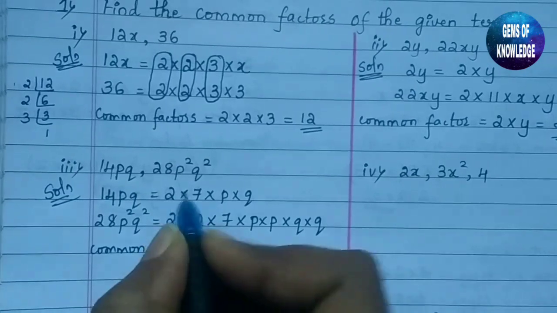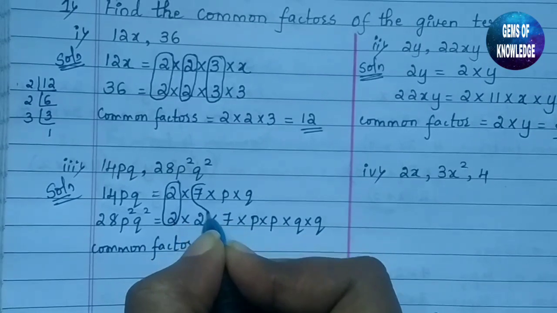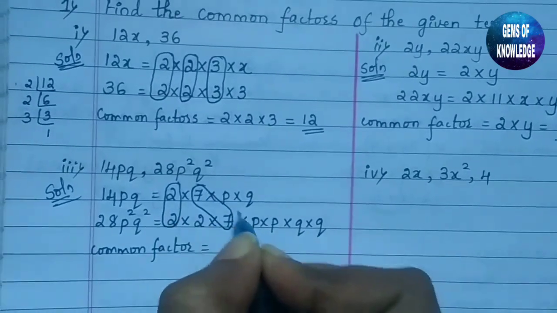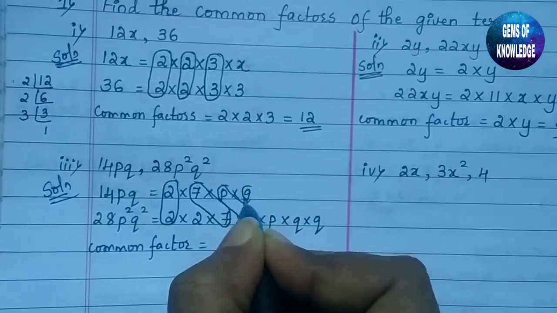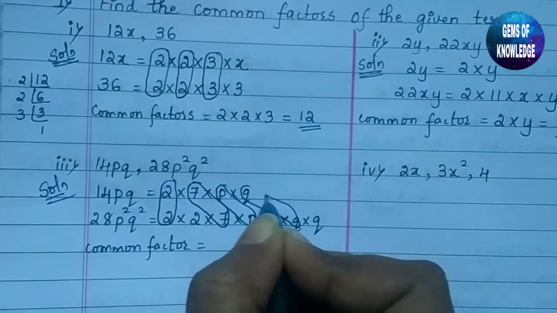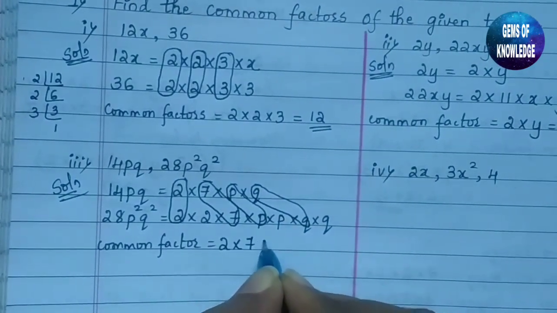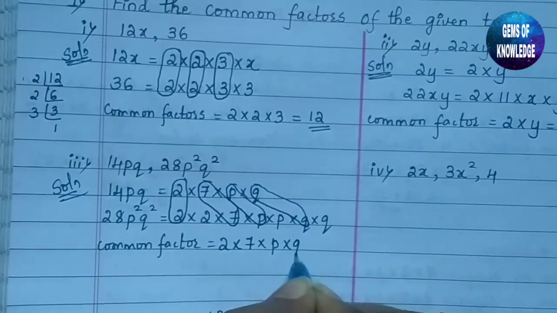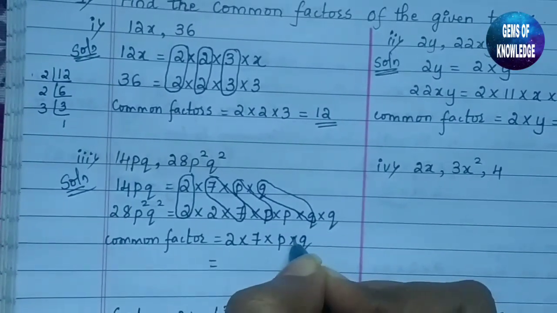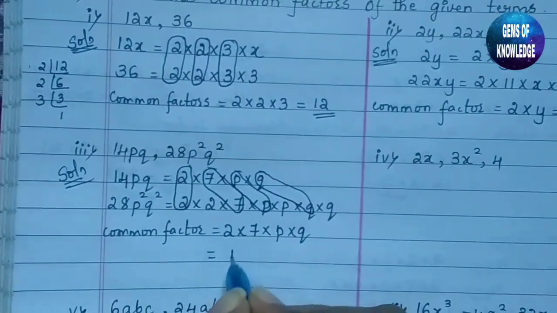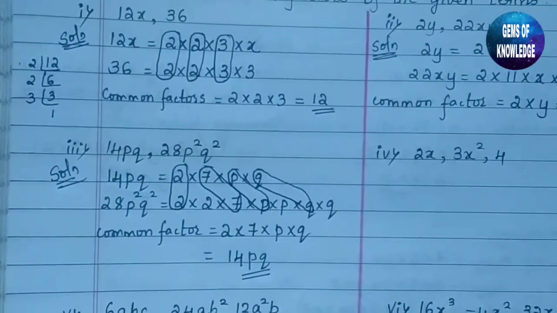You can see 2 is a common factor between both, and 7 is a common factor between both. Similarly here, p is a common factor, and similarly q is common between both. So I will write 2 is common, into 7 is common, into p is common, and into q is common. When we multiply all these things, what we are getting? 2 7s are 14pq. So this is the common factor between both the things.